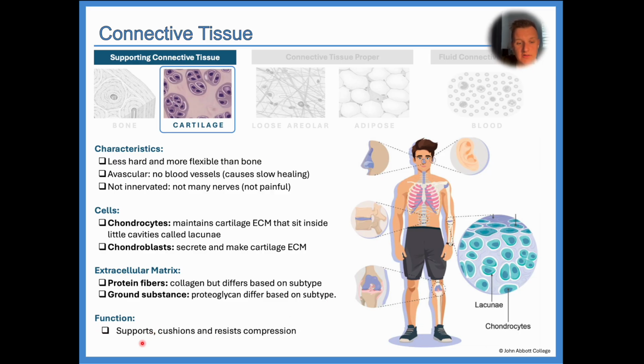The function of cartilage is to support things, cushion things, and resist compression. It's not like bone. Bone doesn't resist compression very well. It snaps because it's like a mineralized ground substance, so it easily snaps. So this is actually something that resists compression. Like your ear could bend and flip. Your nose here, right? It can move a little bit, the cartilage.